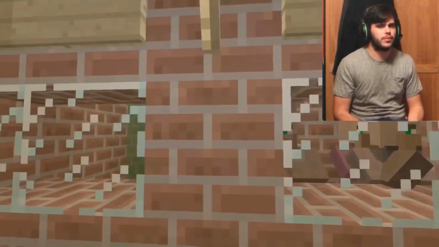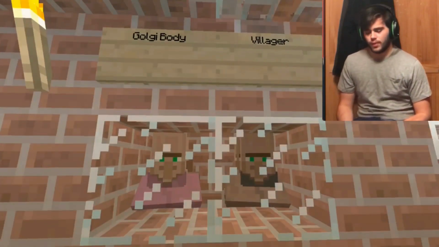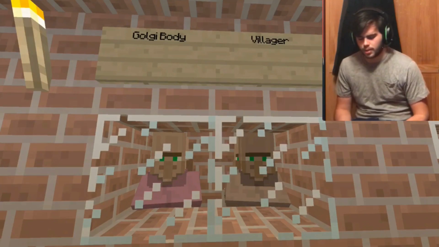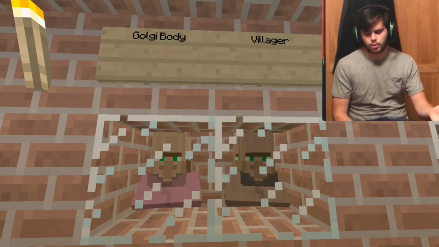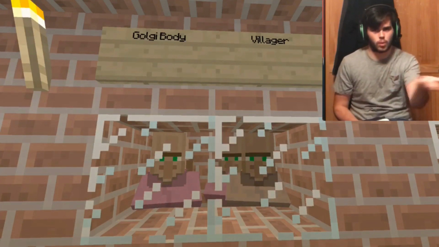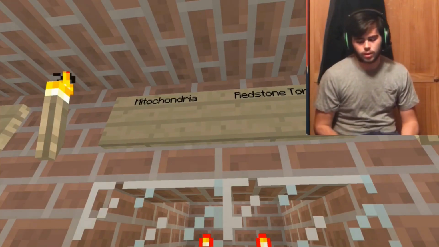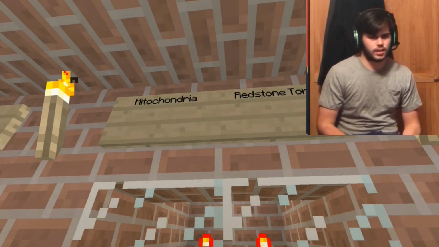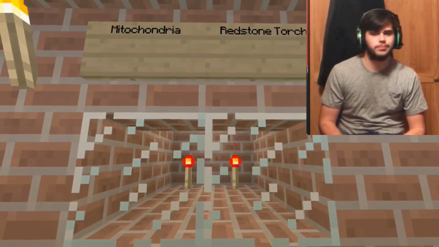It's pretty much that. The Golgi body I compare to a villager, because they take proteins, store them, and then package them off to somewhere else, kind of like trading, such as what a villager does. The mitochondria I compared to a redstone torch, mainly because it creates energy, or ATP, or in this case, a redstone charge.